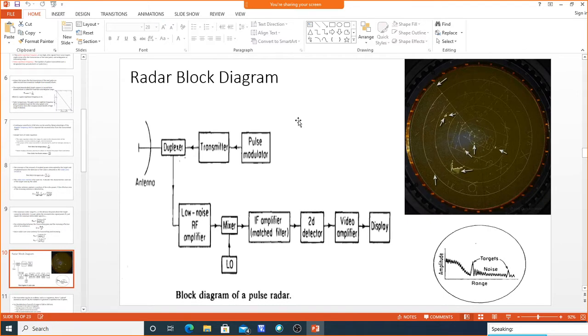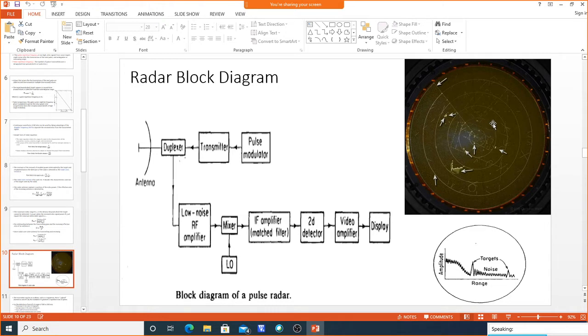Now coming to the radar block diagram. This is a simple form of the radar block diagram. It shows how we can send the signal, detect it, and display it. This display is in polar form, where we can find the range as well as the angle. It is called the plan position indicator, PPI. Most radar systems use this display for both range and angular position of the target.